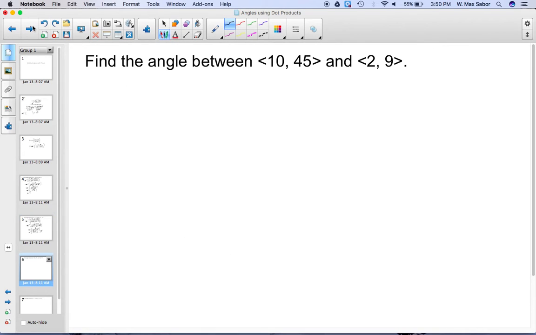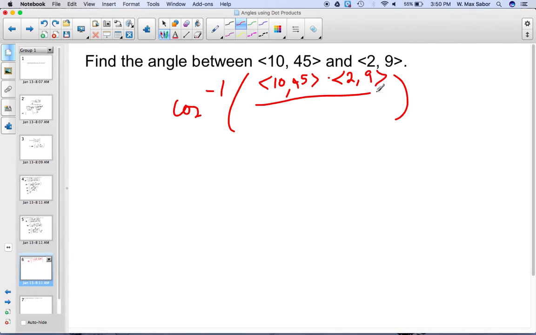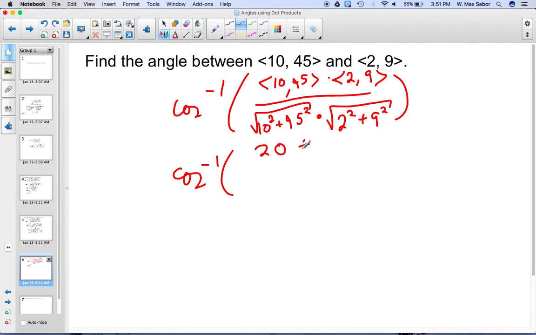Now this becomes useful in certain special cases. So this one is going to be a particular answer. I chose this example specifically to illustrate a point. All of these are finding angles between vectors. So this is 10 squared plus 45 squared, and 2 squared plus 9 squared. So the numerator is 20 plus 405. The denominator is square root of, 100 plus 45 squared is 2,125. And then this is 4 plus 81, so 85.